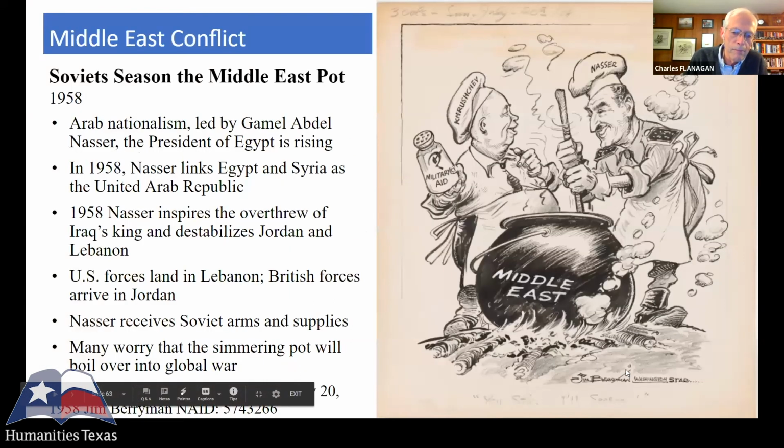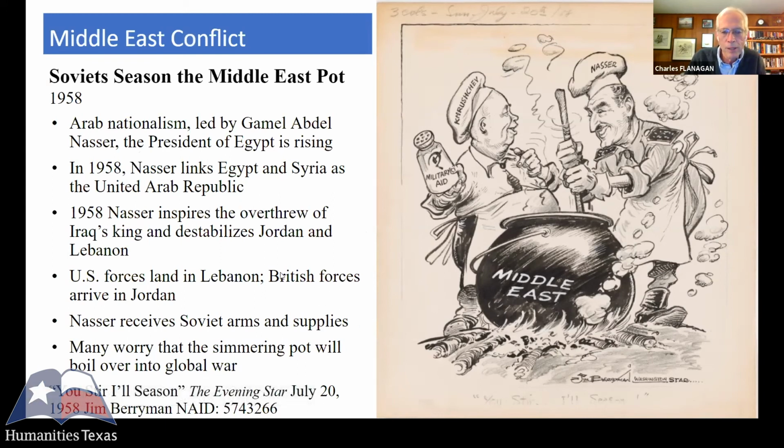But we don't have time to worry about that, because it's 1958 and we're worried about the Middle East as well. So we've got all these things going on, and you've got the Soviets seasoning the Middle East pot, and you have Arab nationalism as this emerging force under Gamal Abdel Nasser, and you have Khrushchev giving military aid to him, and Nasser has linked Egypt and Syria, and he overthrows the king of Iraq and destabilizes Jordan and Lebanon. Is he going to put together the old Ottoman Empire? Oof, that would destabilize the whole balance of power. So the U.S. lands forces in Lebanon, the British land forces in Jordan, and many people are worried that this could be a bigger war that's going to come out of this.